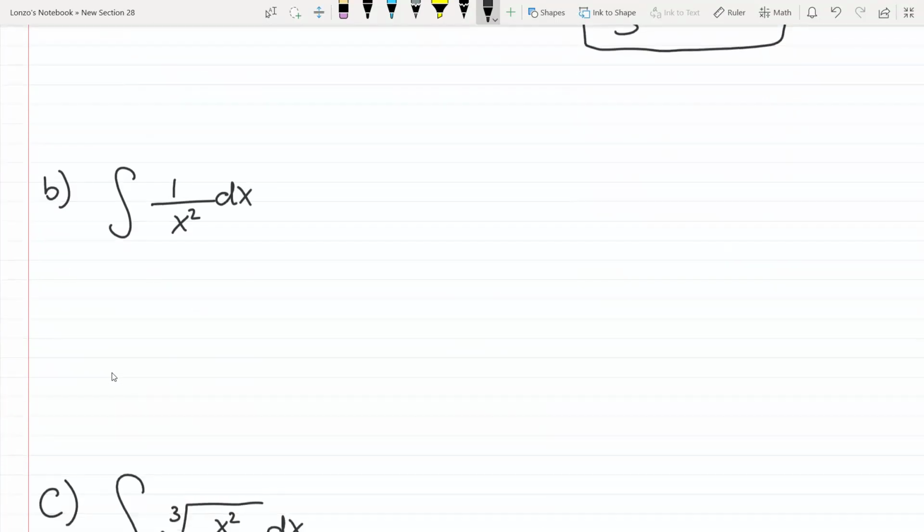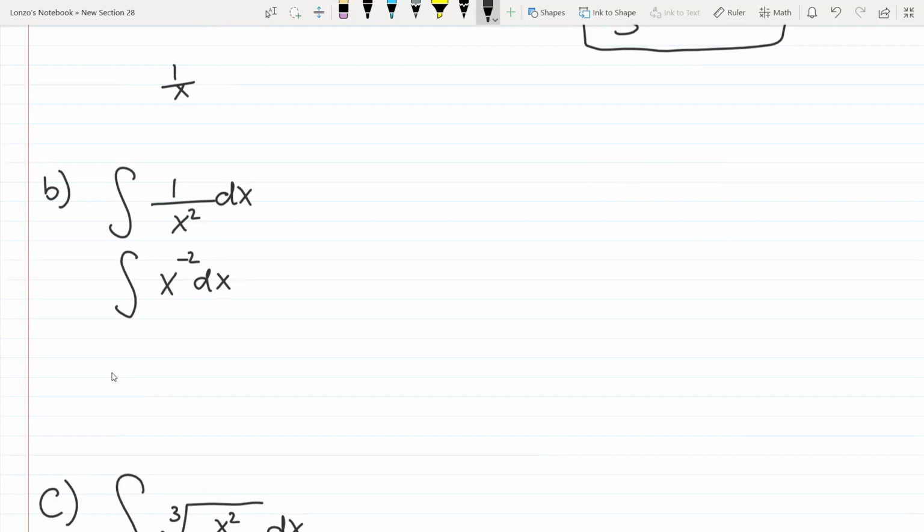B. The integration of 1 over x squared dx. Do not use natural log, I mean ln, because it'll only work if it was 1 over x. Instead, what I would do is rewrite it as a negative power. So 1 over x squared as a negative power is x to the -2 dx. So you can integrate this using power rule.